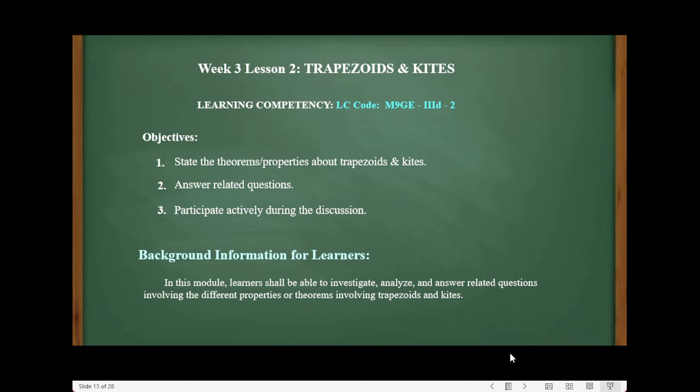So in this module, you shall be able to investigate, analyze, and answer related questions involving the different properties or theorems about trapezoids and kites. But in this particular video, let us consider first the trapezoids, and probably on the next video, we're going to discuss kites. So for our next slide, let us take first the trapezoid.